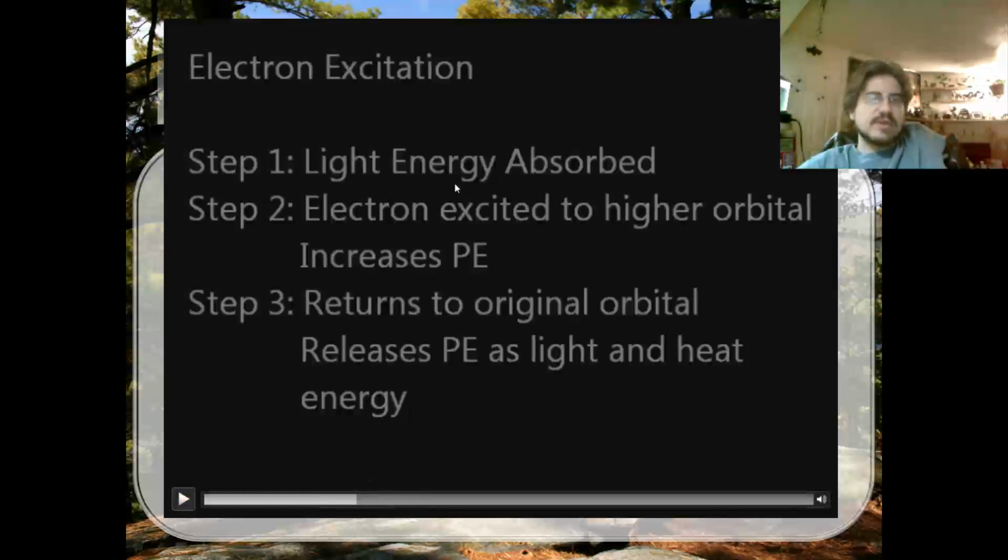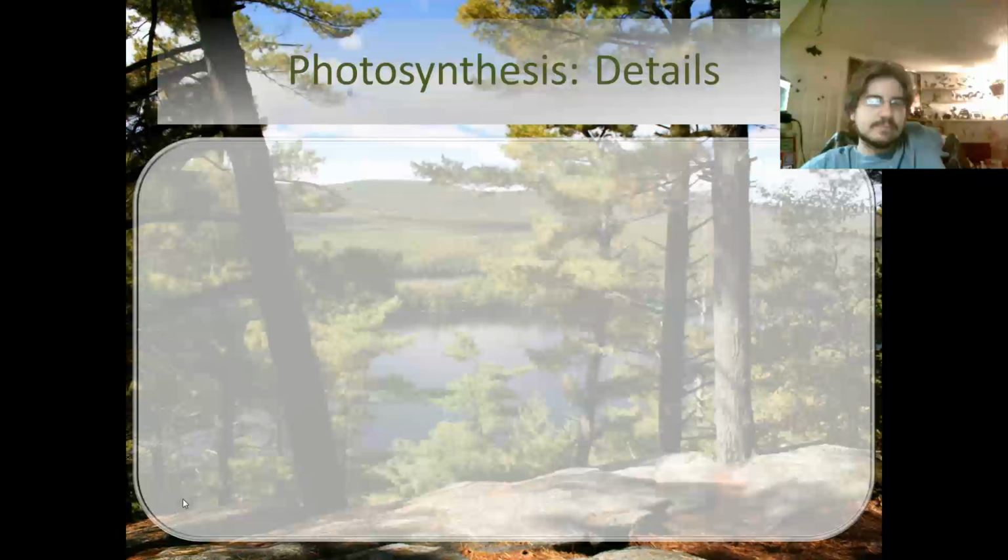What just happened? Okay, so step 1 in electron excitation is that light energy is absorbed by the pigment. Step 2 is that an electron is excited by that energy to a higher orbital. When it crosses to a higher orbital, it increases both instability and potential energy in that pigment. And when it returns to its original orbital, that potential energy is released as light and heat energy, and it's more stable. So, no.